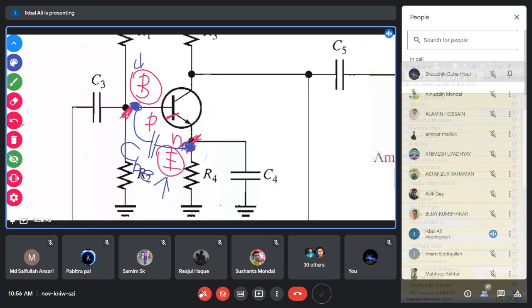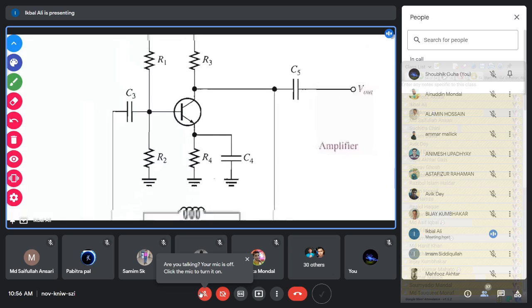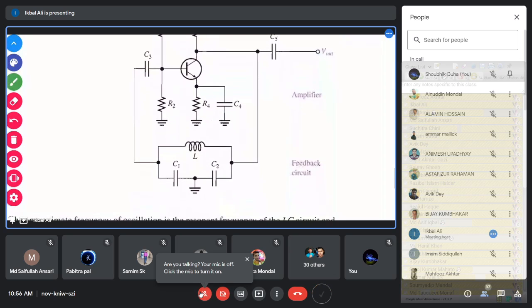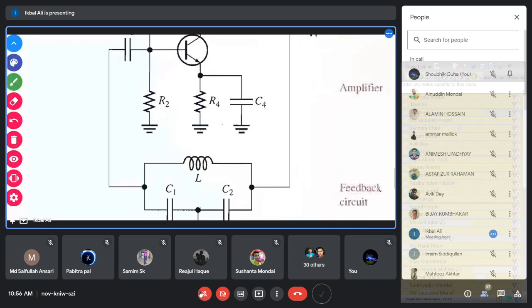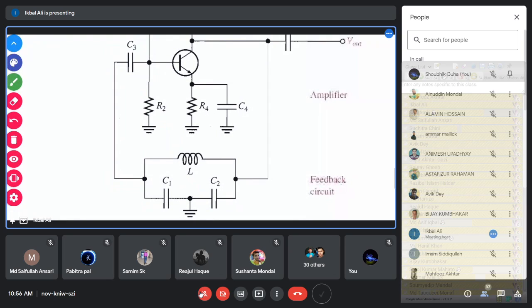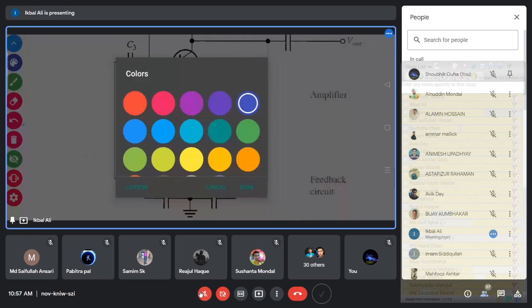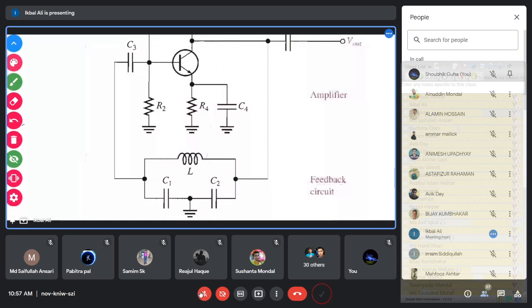This base emitter junction capacitance, you can call it CBE. So this is the junction base emitter capacitance value. Now let us see how this capacitance actually affects C1. So between base and emitter, you have a capacitor. There is no doubt that there is a capacitance. That is called the depletion capacitance or the junction capacitance of the transistor.